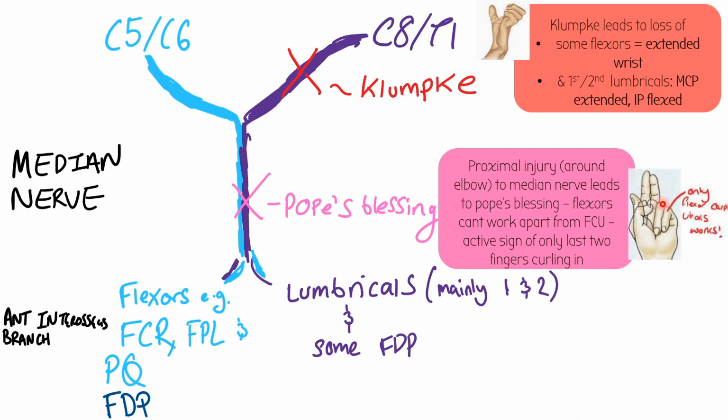And so this leads to your active sign. When you ask them to make a fist, only your 4th and 5th fingers will be able to curl inwards, whereas 1, 2, and 3 will not be able to. So you can hopefully see why there are different symptoms now between Klumpke's palsy and post-blessing.